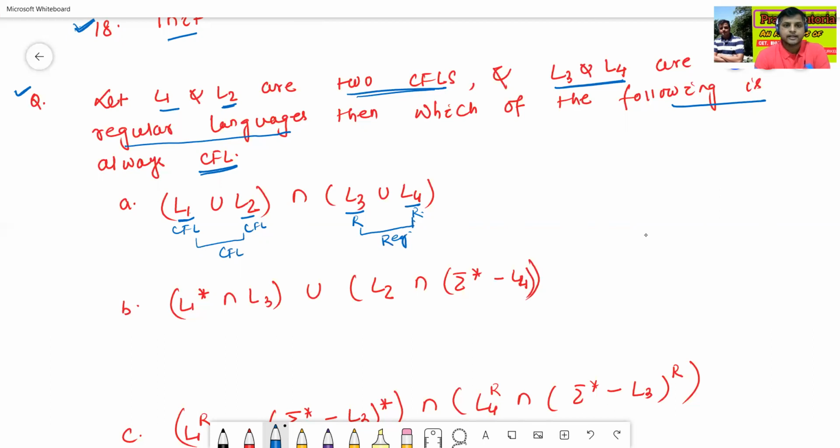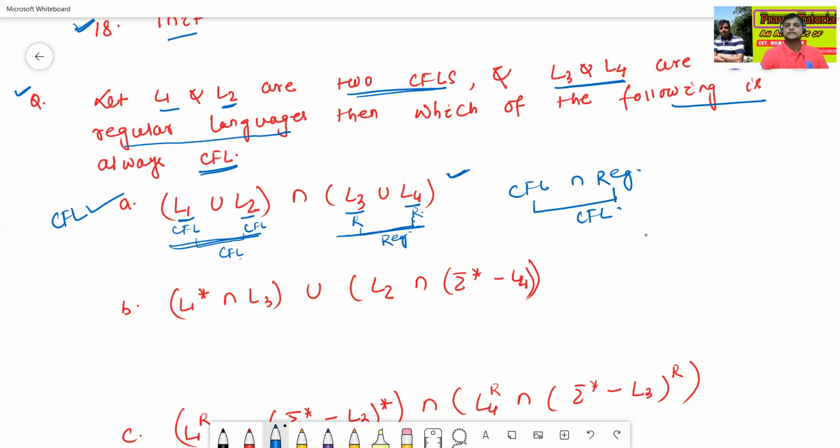Now we'll see. This part is completely CFL. This part is completely regular. CFL intersection regular. So intersection with regular is always a context-free language. So A will be a context-free language. In this way, we can find out this expression.